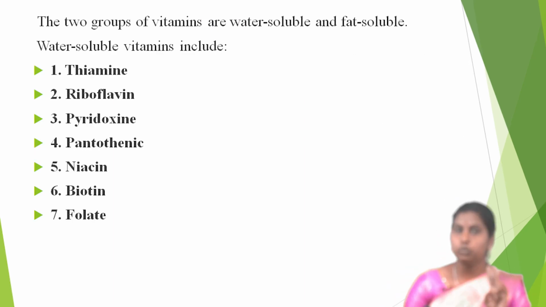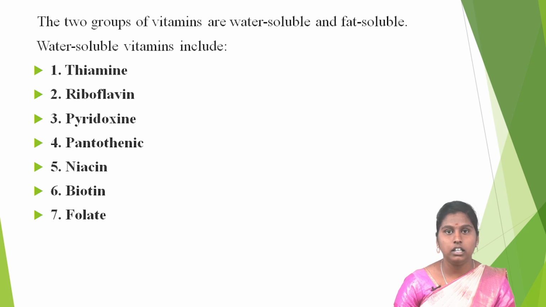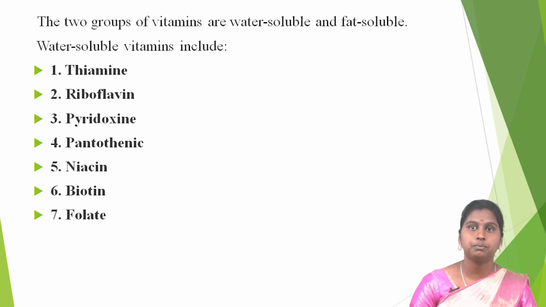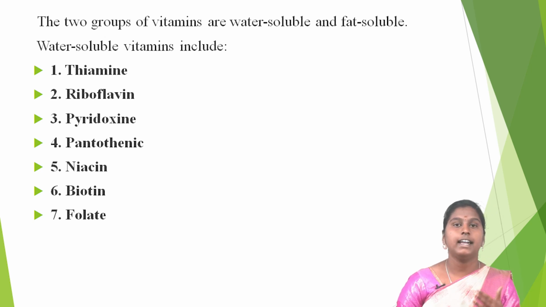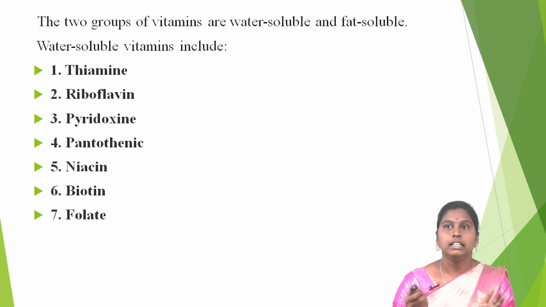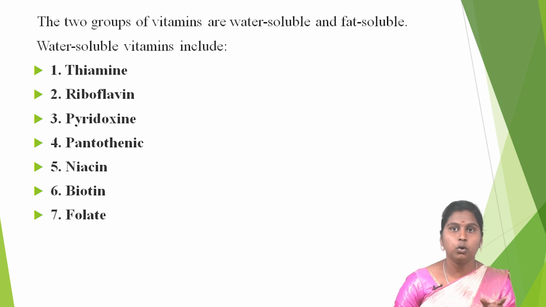Vitamins are divided into two types. Water-soluble vitamins include thiamine, riboflavin, pyridoxine, pantothenic acid, niacin, biotin, and folate. Next, myoinositol is also a component of membranes and is involved in sending signals during several body processes. Also vitamin B12, choline, myoinositol, and vitamin C.